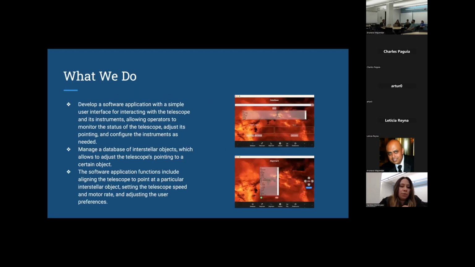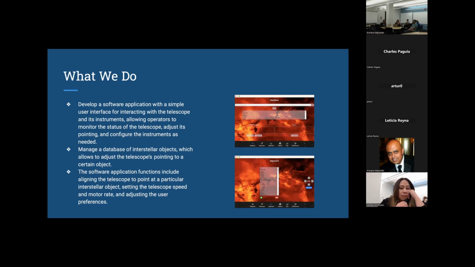So what we do, our objective is to create a Swift software application that connects via Cocoa MQTT to the telescope, to send signals for telescope movement or tracking different astronomical bodies. For the tracking feature, we also manage an interstellar database which a user can both reference and observe in real time. But the user is also able to preferentially set the telescope's motor rate and speed.